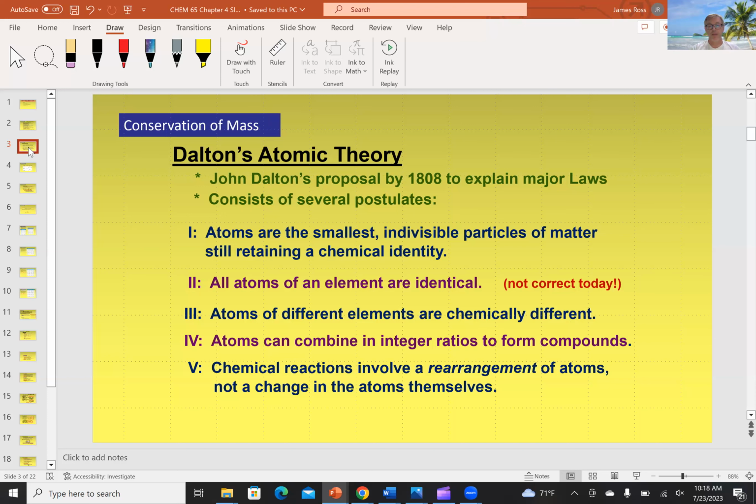And then atoms can combine in integer ratios to form compounds. Yes, this builds on Joseph Proust's definite proportions. And finally, chemical reactions involve a rearrangement of atoms, not a change in the atoms themselves. This goes back to the idea that matter is not divisible. So this was a review of Dalton's atomic theory, so that we've laid the foundation ready for chemical reactions.